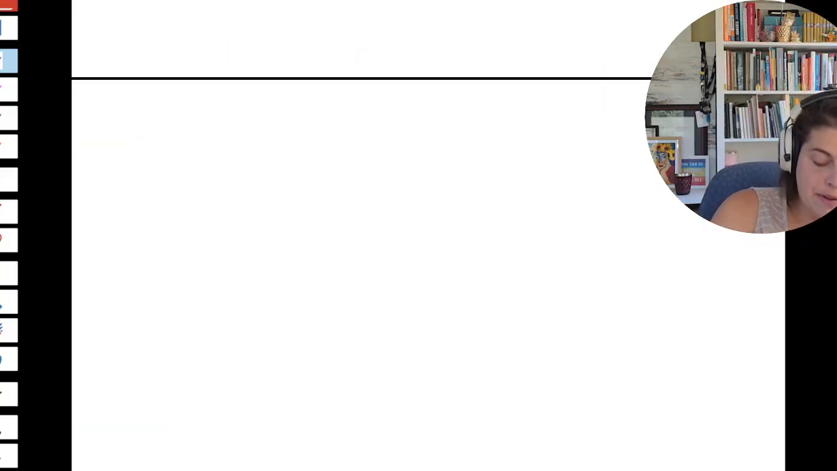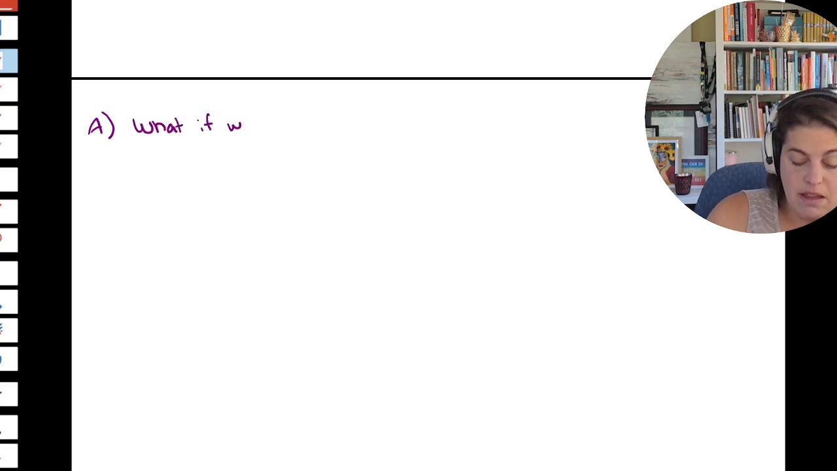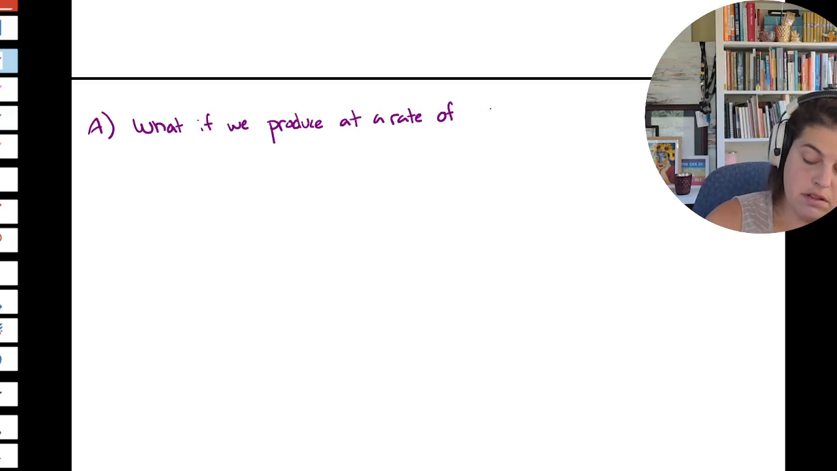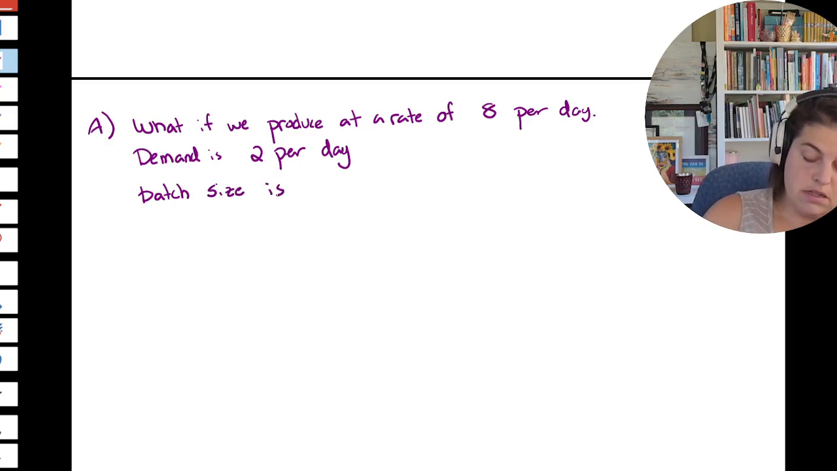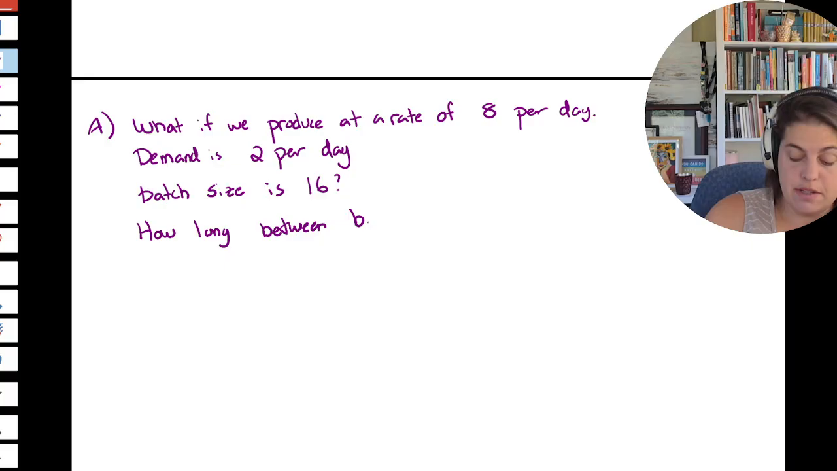So I would encourage you to ask yourself, what happens if we produce at a rate of 8 per day, demand is 2 per day, and our batch size is 16, and then I ask you the question of how long between batches? You're not going to have a question like this on the exam. Okay, that's not what this is about.